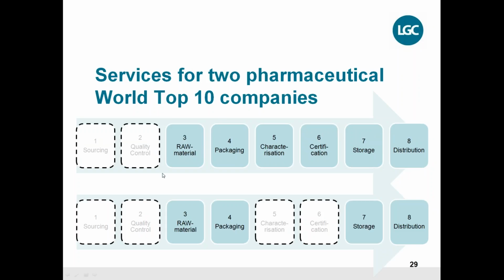The first one you see here is doing the sourcing of their materials, a first quality control, and an identity check on their own for their materials. But apart from that, they give it to us and we provide authentic substances for them that we first characterize and certify, and that we package, customized, whenever an order comes in, and distribute. And in between, we store their materials and control them at our warehouses with temperature and humidity control.